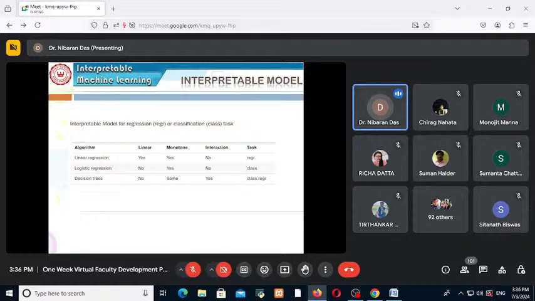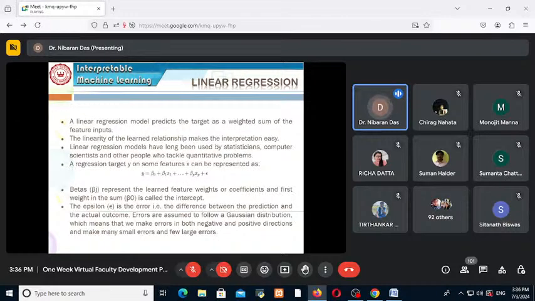And the decision tree could be utilized for both classification and regression purposes. And it is not linear, because we know that a decision tree could be utilized to separate non-linearly separable data also. And interaction is there. So a linear regression model predicts the target as a weighted sum of the feature inputs.